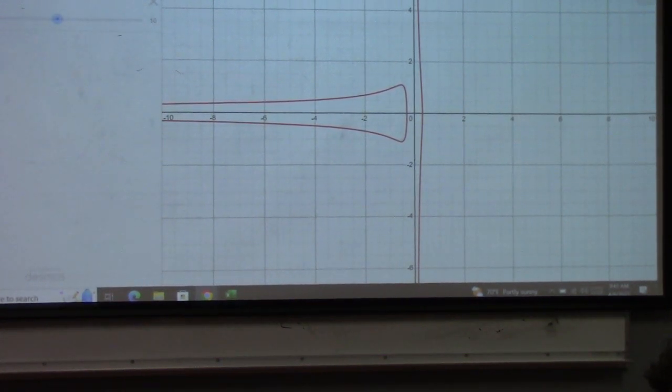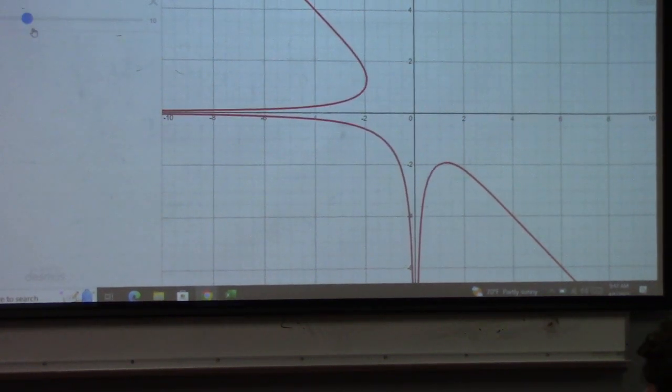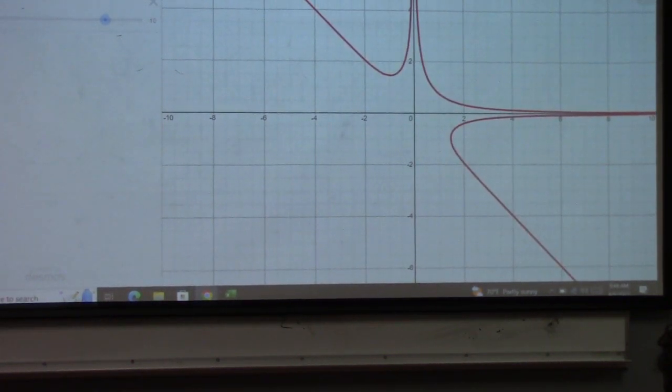Let's see here. What else can we do? What happens if I put a y cubed over here? What does that do? That's interesting. So, whoa, look at that. So, yeah, let's think about this for a second here. Let me choose a specific value rather than the slider. Let's suppose we put 1 there. There we go.